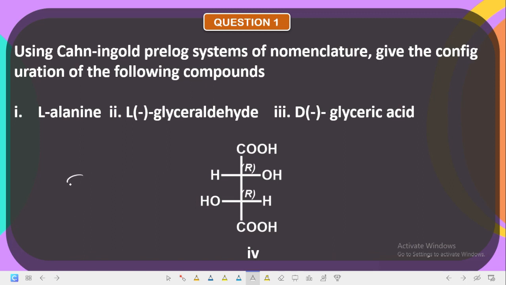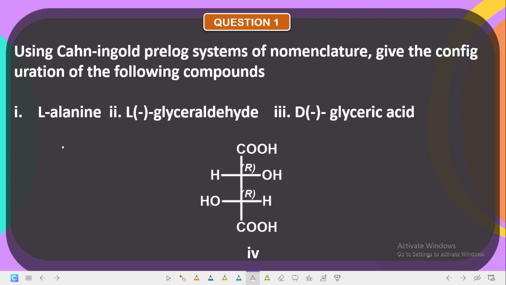What is the structure of alanine? Alanine is COOH. Then we have what? Hydrogen and NH2. And then you have what? CH3. Are you getting it now? So, what will be the configuration of L-alanine? Now, L-alanine means what? It means, now, same way we have D and L sugar, we also have D and L amino acid. Now, let's draw the structure of L-alanine.